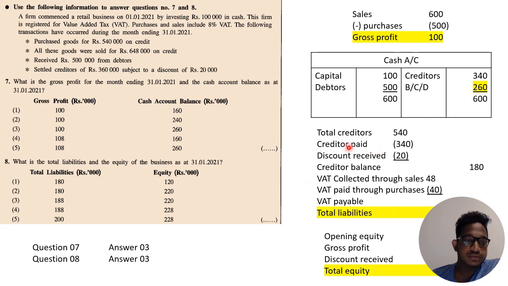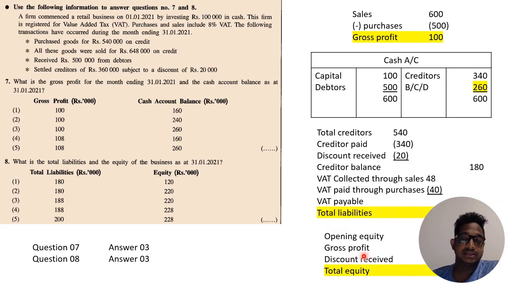And the next question, number 8, they are asking the total liabilities. When you are finding the total liabilities, your total creditors is 540, the creditors you paid 340, and you received a discount of 20 from them. So the creditor closing balance should be 180. VAT collected through sales is 48 and VAT paid through purchases is 40. So the VAT payable is 8 and the total liability should be 188, right?